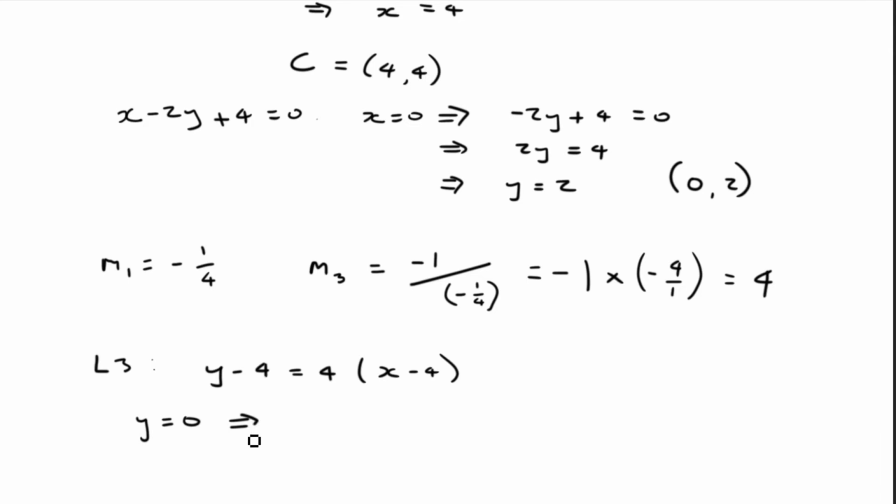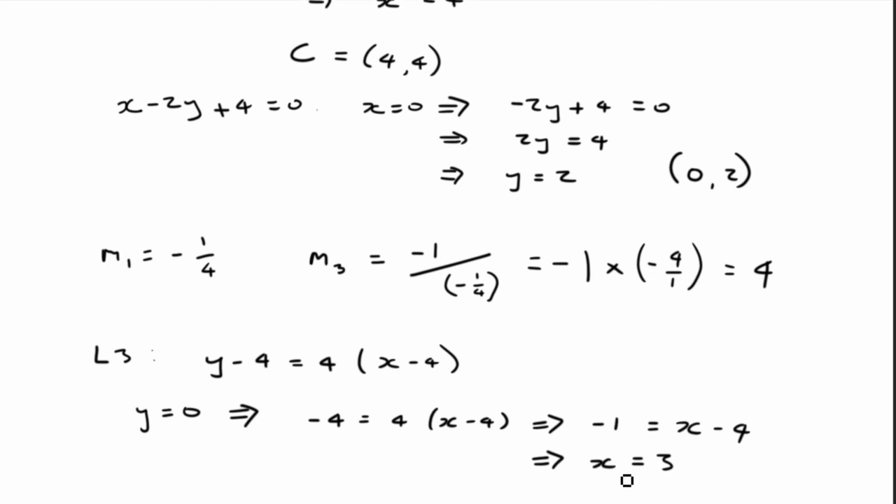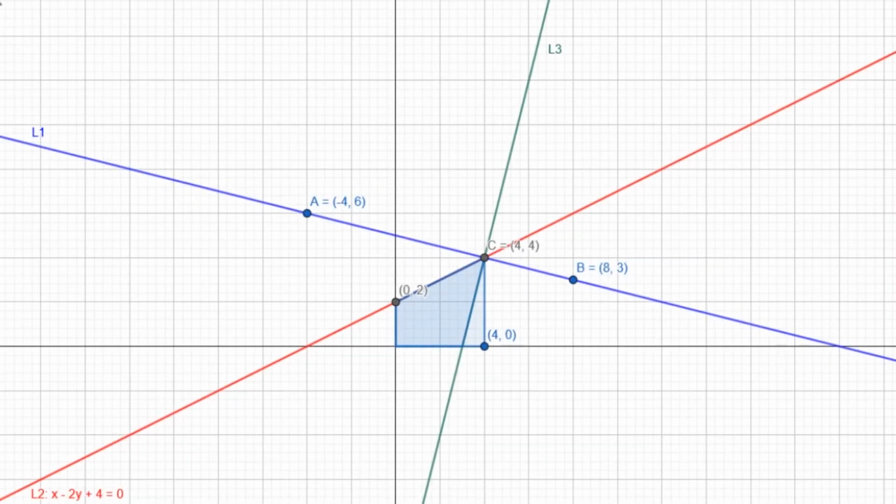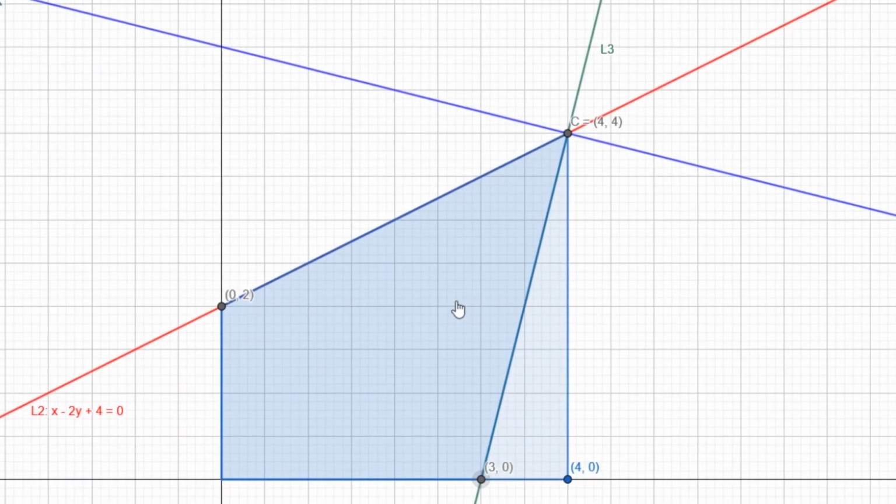And if y is 0 in this equation, we have that negative 4 is 4 lots of x minus 4. Dividing through by 4, we have that negative 1 is x minus 4. Adding a 4 to both sides, we have that x is 3. So the point we are interested in then is (3, 0). So there is our point, and we now know it to be (3, 0). Let's zoom in just on the shapes that we want.